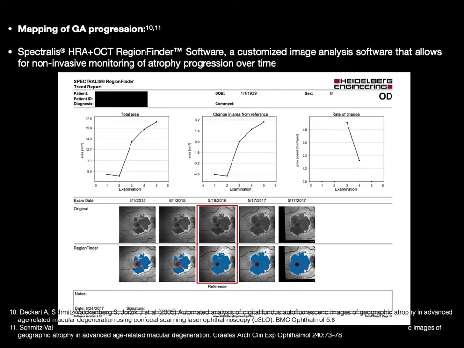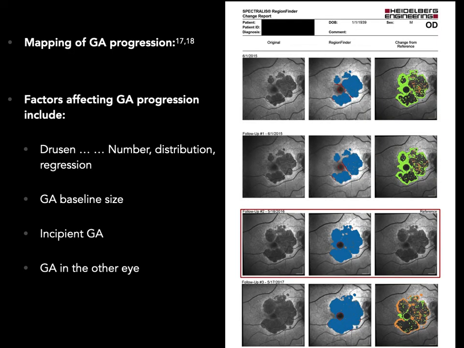Once geographic atrophy has developed, its growth can be monitored by color fundus photographs or better by fundus autofluorescence images. And the annual linear growth rate can be estimated at about 2 square millimeters per year. Factors affecting GEO-ATROPHY progression include presence of drusen, which differs according to their number, distribution, and regression form, its size at baseline, presence of incipient GEO-ATROPHY, or presence of GEO-ATROPHY in the other eye.